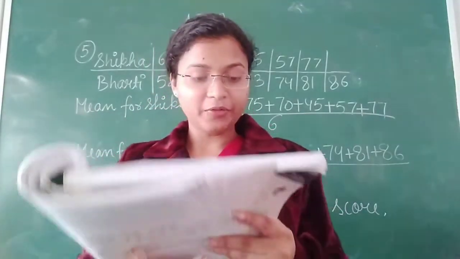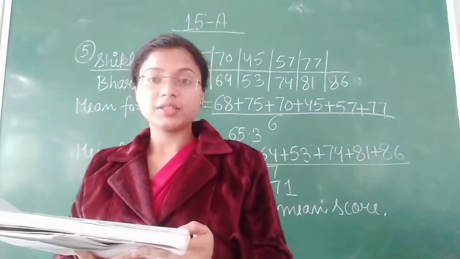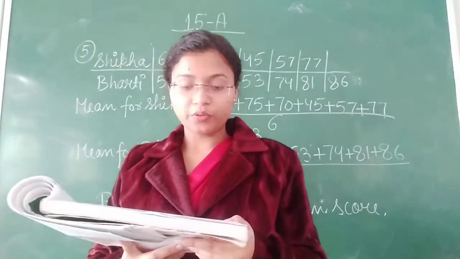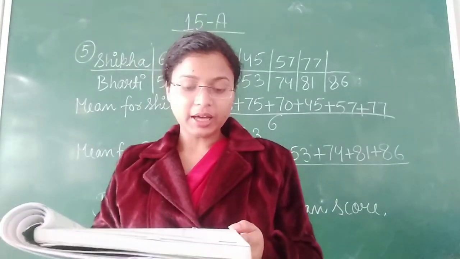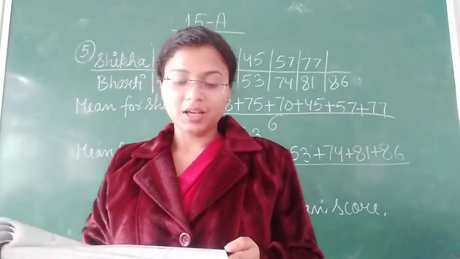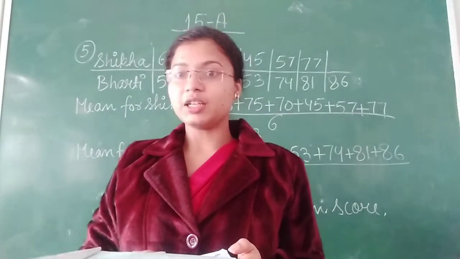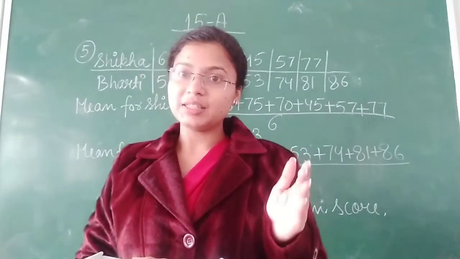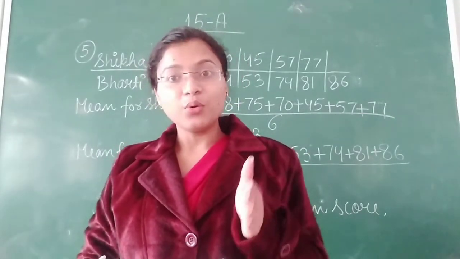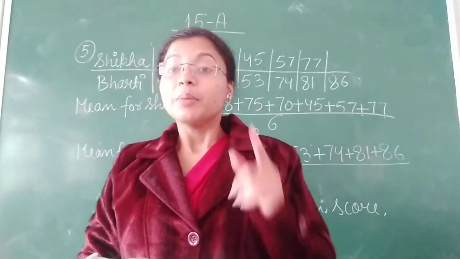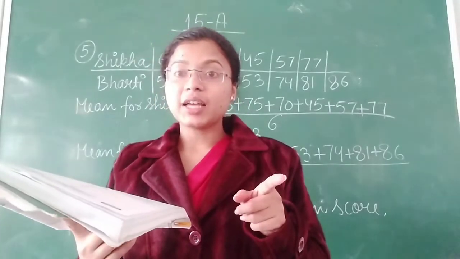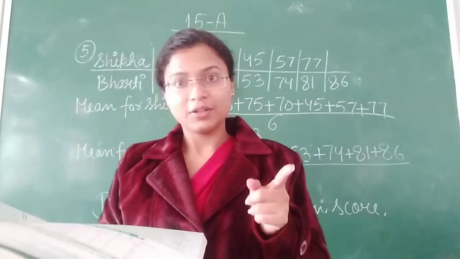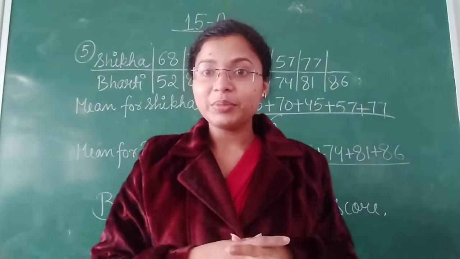Next, question number 5. Shikha sat for 6 tests and Bharti sat for 7 tests. Their percentage scores were given in a table. Who has the higher mean score? Means the score of Shikha is given, the score of Bharti is given. You have to find out the individual means and compare who got the higher mean score. But don't forget that Shikha has given only 6 tests and Bharti has given 7 tests. Okay, so let's find out their means.